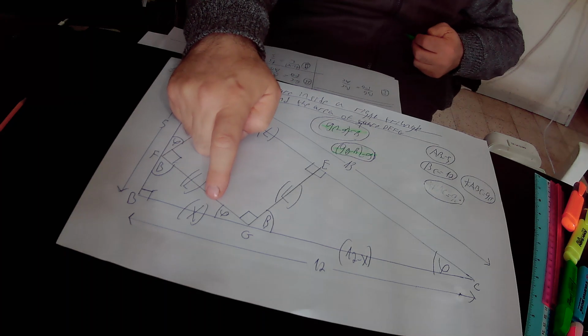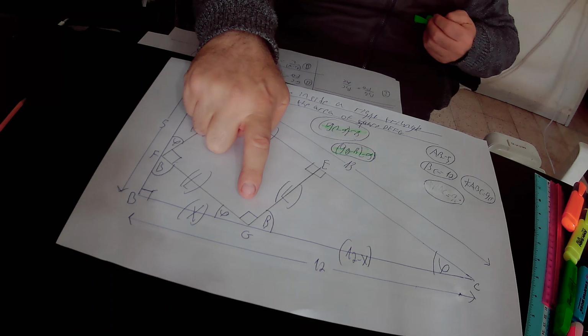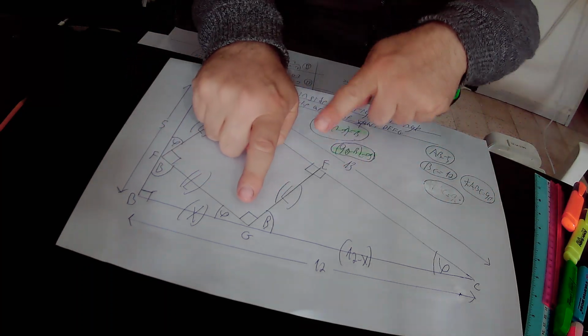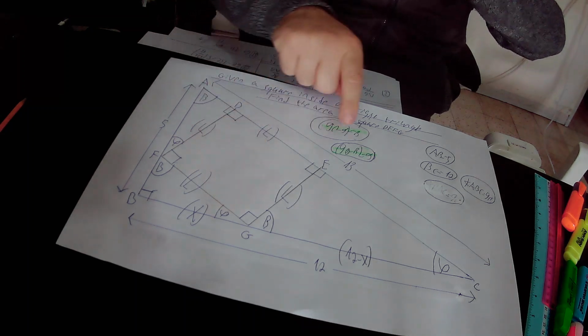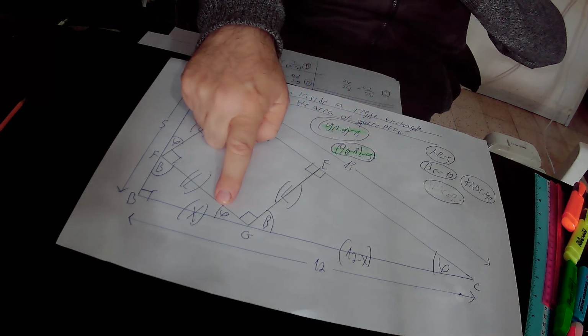Why? Because 90 degrees minus beta plus beta is 90 degrees, and 90 degrees plus 90 degrees equals 180 degrees. That is the sum of the angles on the upper side of the straight line BC at point G. Therefore, the missing angle here must equal 90 degrees minus beta. But 90 degrees minus beta is alpha, therefore the missing angle here must equal alpha.